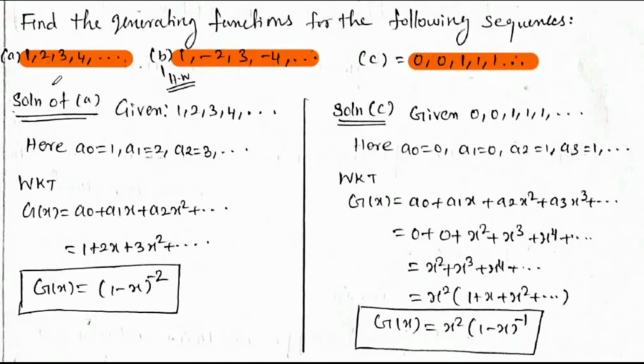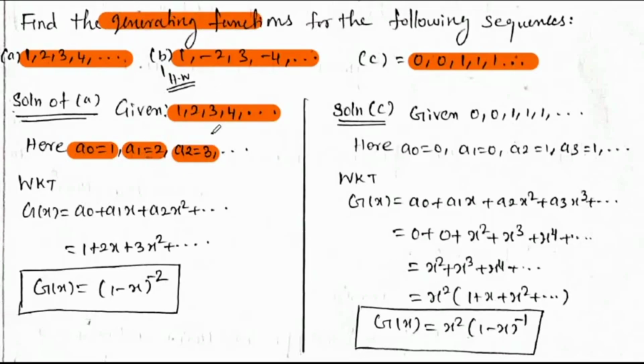In the first question, what is given? The given sequence is 1, 2, 3, 4, and so on. So we consider a naught equal to 1, a1 equal to 2, a2 equal to 3, and so on. How to find a generating function? Using the given sequence, we have to find the g of x value. Once we get g of x, it is called the generating function for the given sequence.